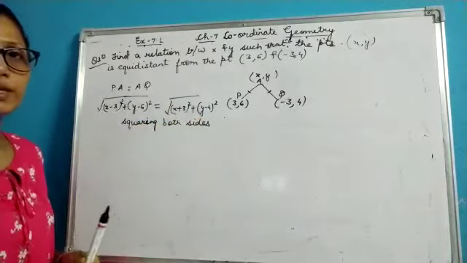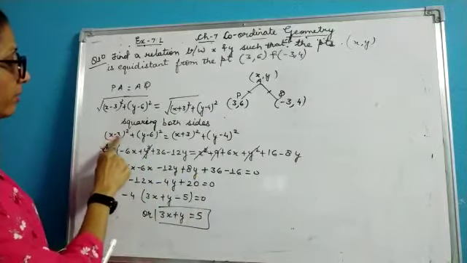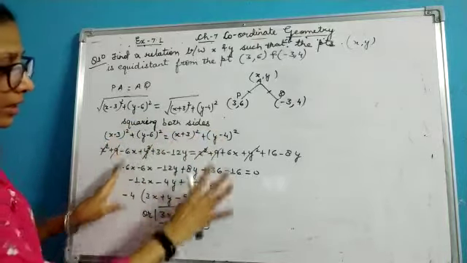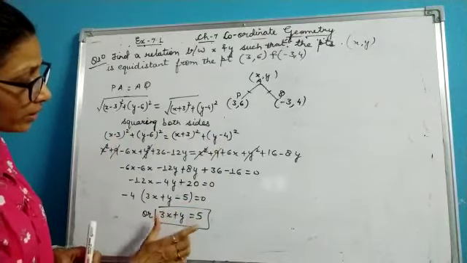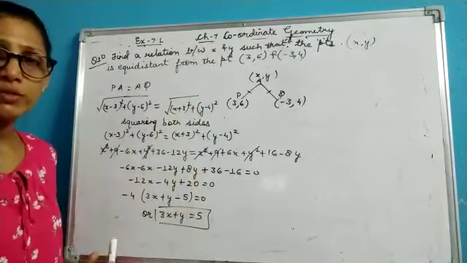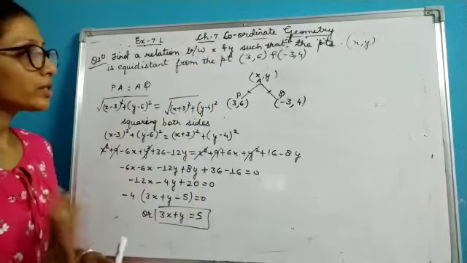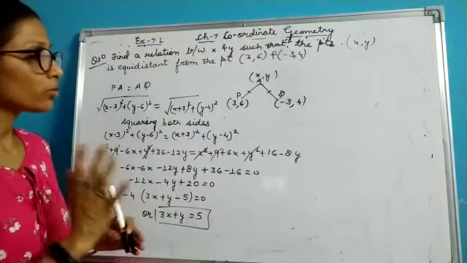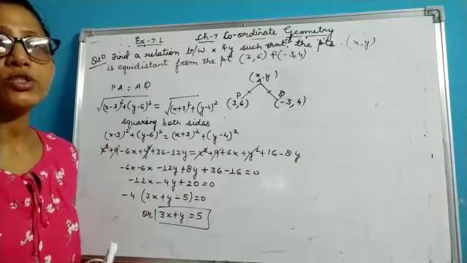Squaring both the sides and simplifying it. So I have just simplified it. Here I have applied (a minus b) whole squared, here I have applied (a plus b) whole squared, and I have simplified and got the answer as 3x plus y equal to 5. So this is the relation between x and y. You can pause the video and see the solutions. Children, in this exercise we have just made use of the distance formula. So just basically using the distance formula we have finished this exercise.